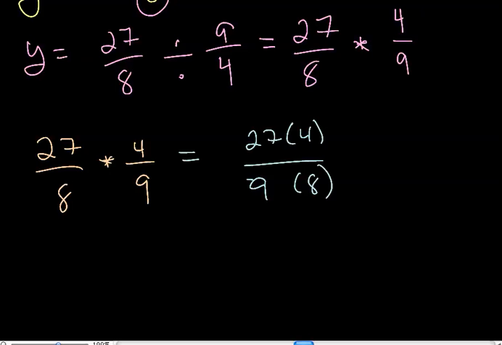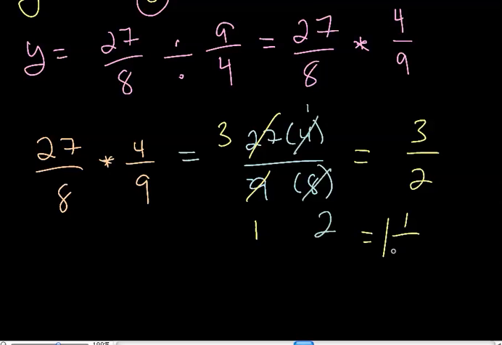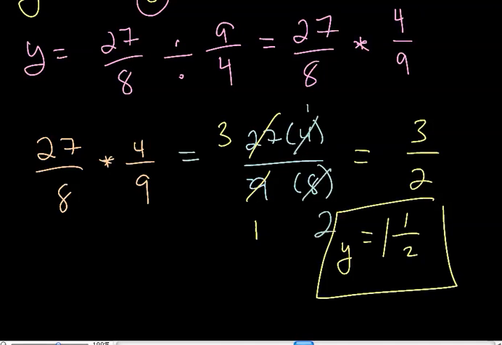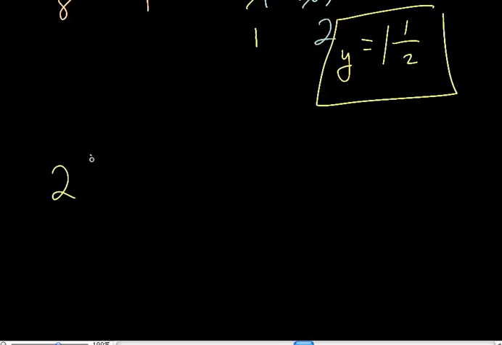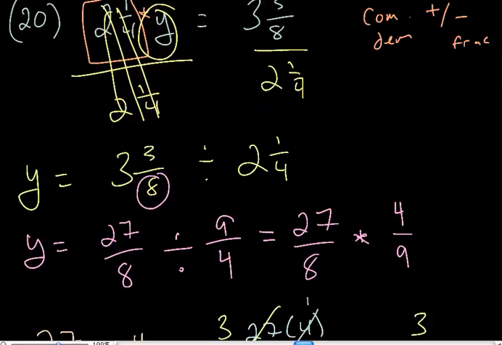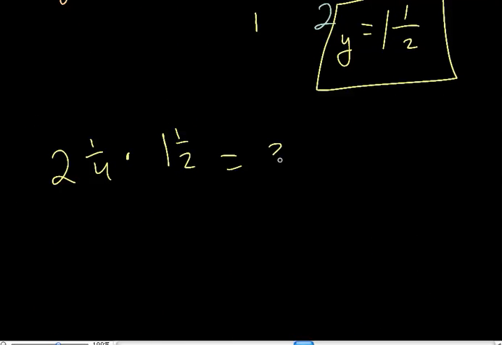4/8, well, look at that. 4 goes into 4 once, it goes into 8 twice. 9 goes into 9 once, and it goes into 27 3 times. 3 times 1 is 3, 1 times 2 is 2, and I get 3/2, which is the same thing as 1 1/2. So y is just 1 1/2. And you can test that out. You can test that out if you do 2 1/4 times 1 1/2, and you will hopefully get what we're looking for, or 3 3/8.